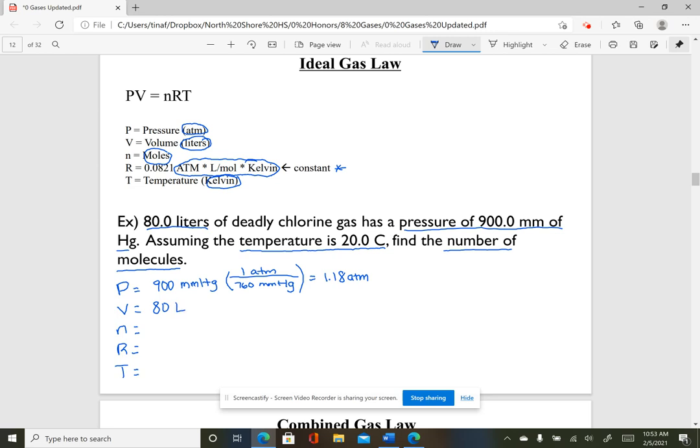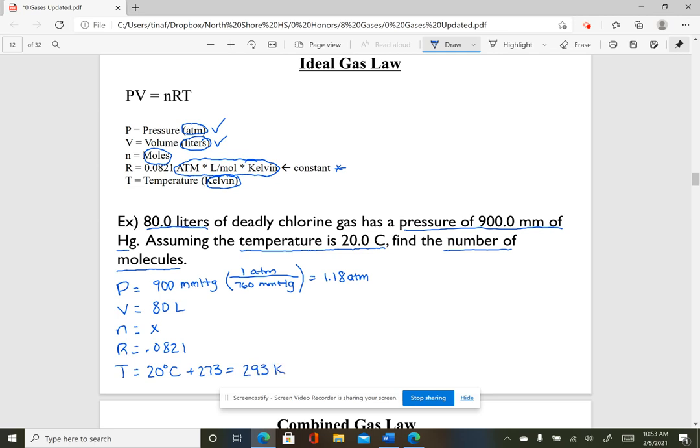All right, volume is 80 liters, and I'm supposed to be in liters, so that's good. I don't have to convert anything. n is number of moles. Do they give us number of moles in the question? No, they do not. R is 0.0821. That's a constant. Temperature is in degrees Celsius, which I am not allowed to use. So I have to add 273 to that. To convert Celsius to Kelvin, we add 273 and I get 293 Kelvin.